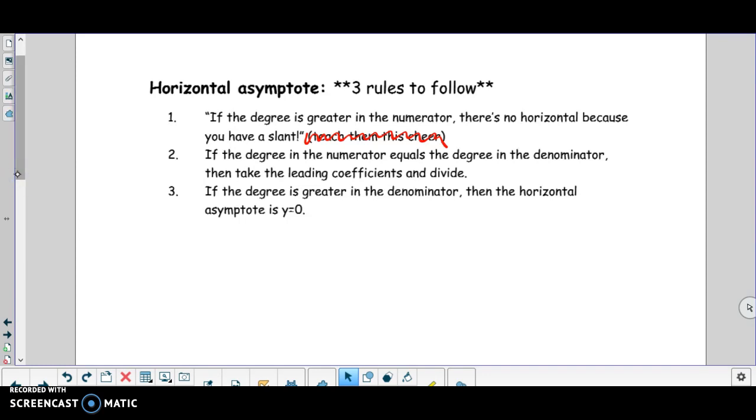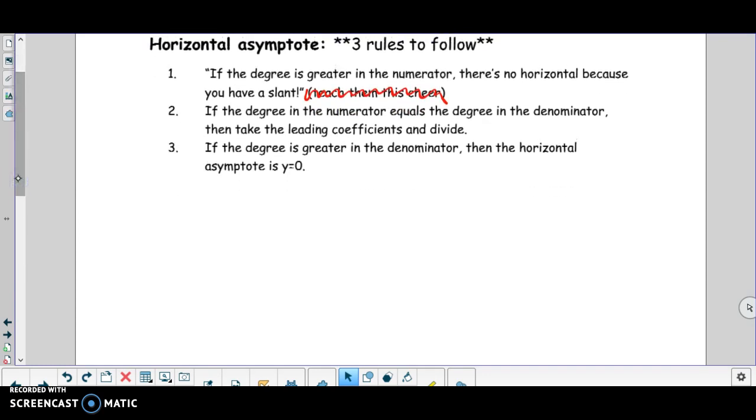All right. So with horizontal asymptotes, what does it say after horizontal asymptotes? There's 3 rules to follow. So we're going to break this up into 3 sections. This one is a big one to remember. It's not hard, it's just remembering it, okay? All of these rules are just remembering. Can somebody read number 1 for me? If the degree of the numerator is greater than the denominator, there's no horizontal because you have a slant.